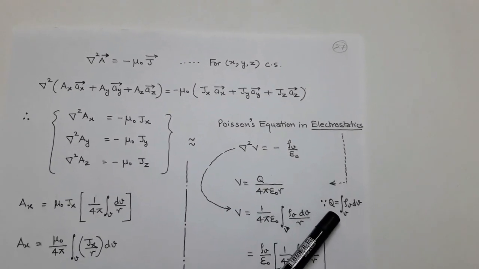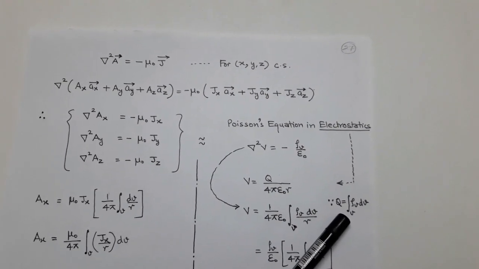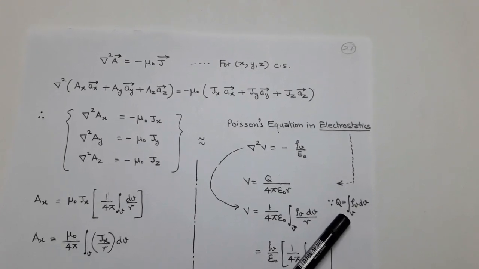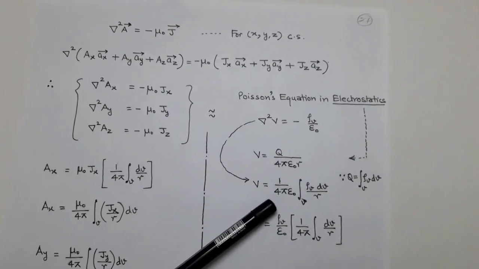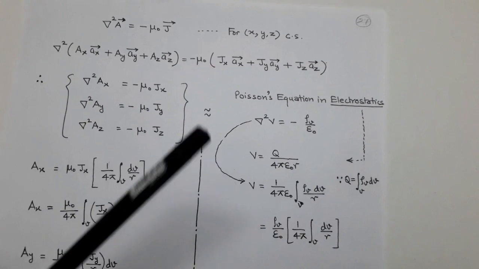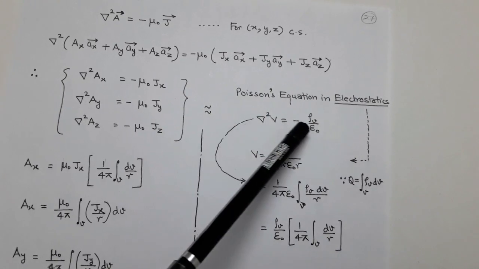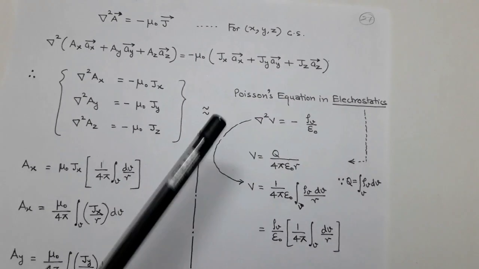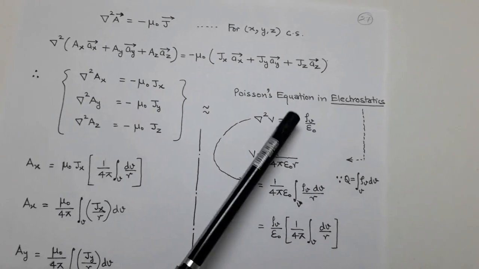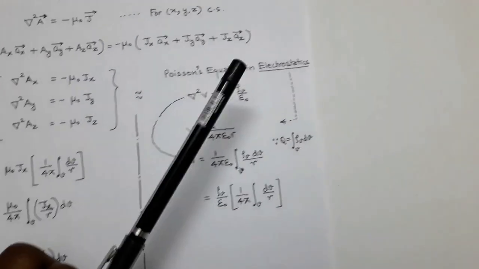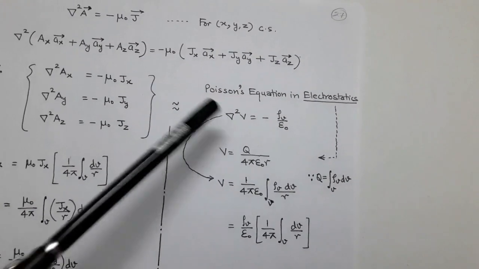And in terms of volume charge density rho V, we can write Q equals the volume integration of rho V dV. So the electric potential V is equal to 1 upon 4 pi epsilon naught, volume integration rho V dV upon R. Now here we consider that minus rho V upon epsilon naught is equal to del square V. In the Poisson's equation of electrostatics, we have a ratio that is rho V upon epsilon naught, and it is equal to del square V.